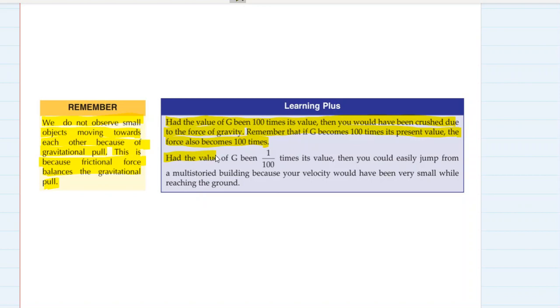Had the value of G been 1 by 100 times its value, then you could easily jump from multi-storied buildings because your velocity would have been very small while reaching the ground. The velocity with which your body reaches the ground will be very small if the value of G had been 100th time its value presently. So this is just trivia for you to imagine how the value of G is responsible for the force due to gravity.